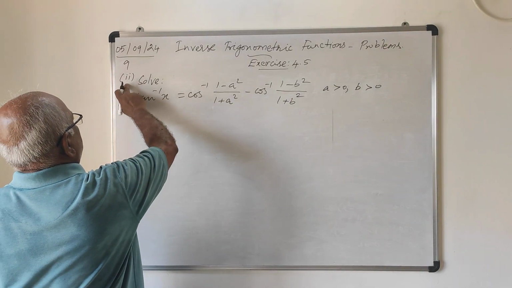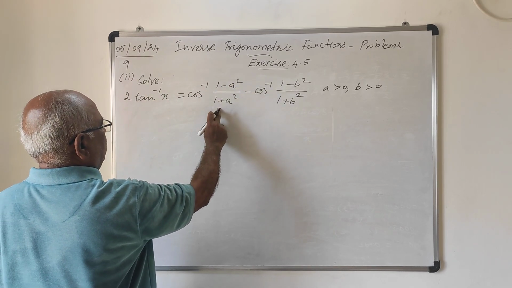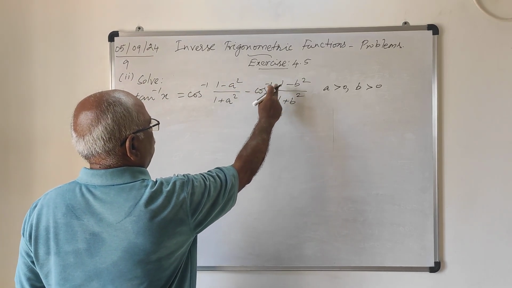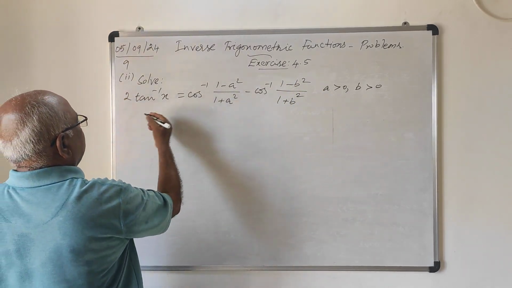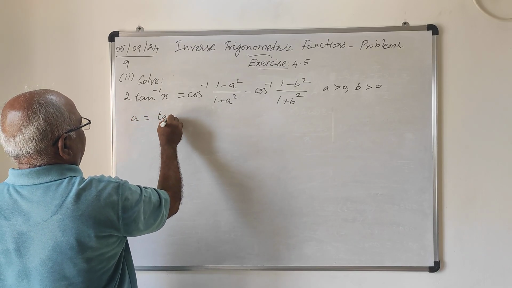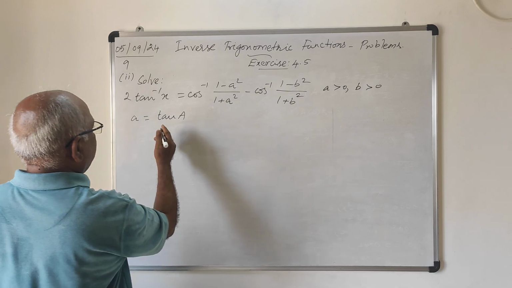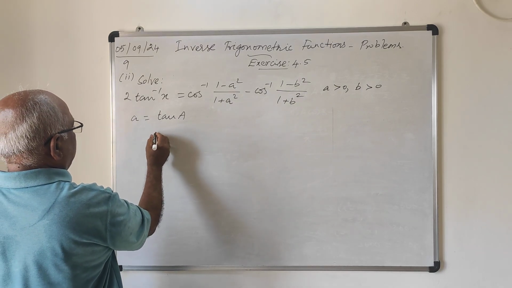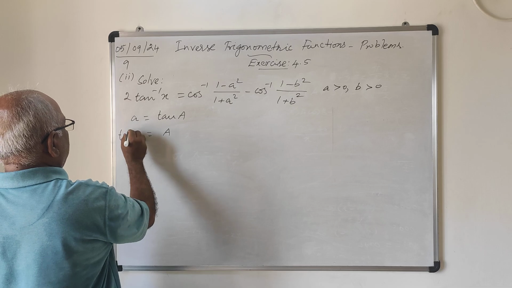Next problem: solve 2 tan inverse of x equal to cos inverse of (1 minus a square by 1 plus a square) minus cos inverse of (1 minus b square by 1 plus b square). Here, treat a as tan A. a equal to tan A. From this, A is tan inverse of a.